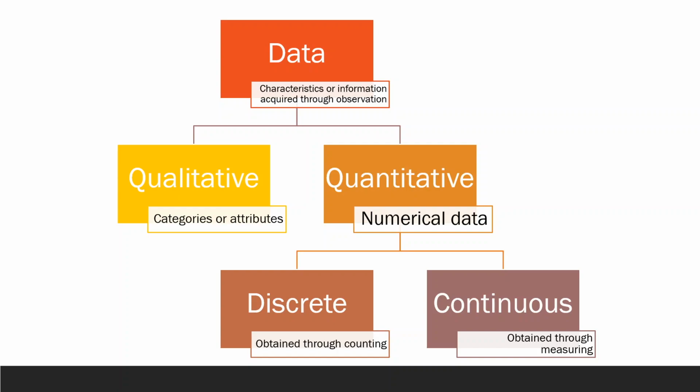And on the other hand, we have the continuous data, which is obtained through measuring. So for example of this is what is the area, how high, so anything that can be measured.